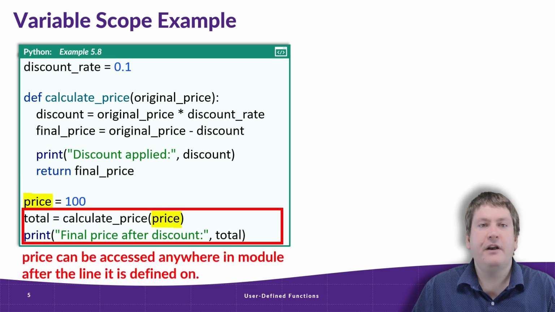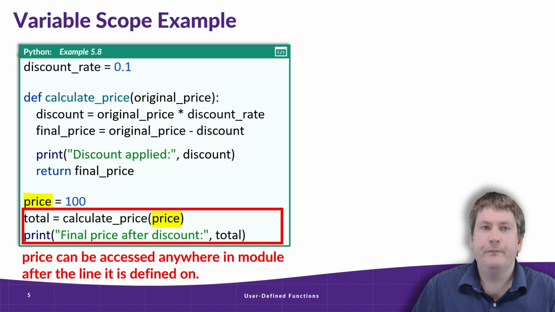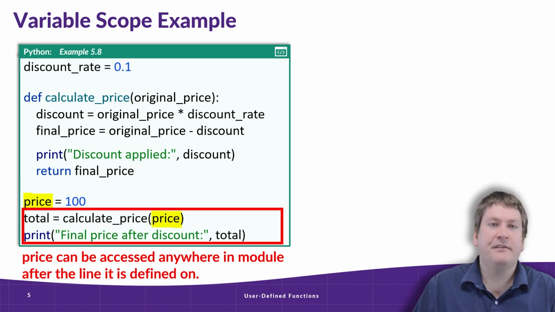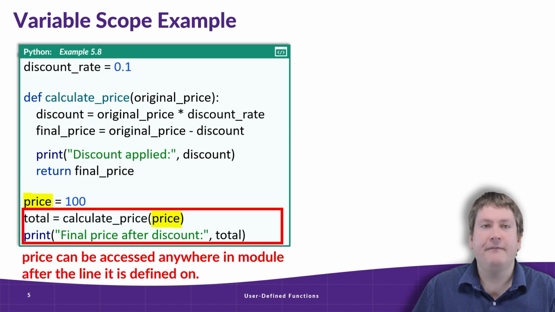Now, price down here is also technically a global variable because it has global scope, but because it's defined later on in the module, it means it can only be accessed after it's been declared. So we couldn't access this in the calculate price function, but we could access it on any lines in the module that follow. If we had another function definition that came after this, we could access it in that function, but not in the previous one. Only accessible in things that are declared afterwards.